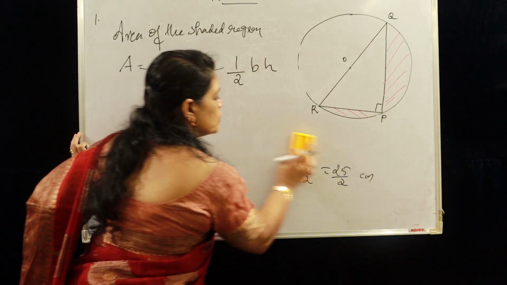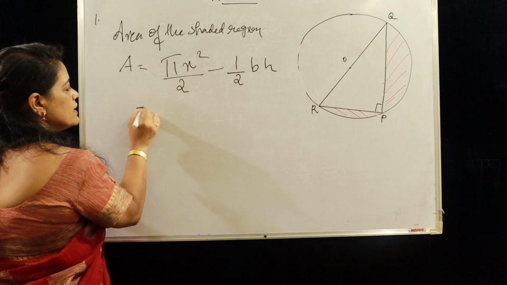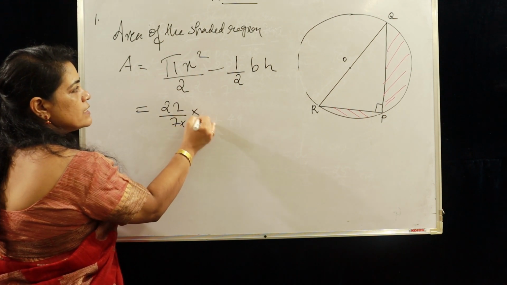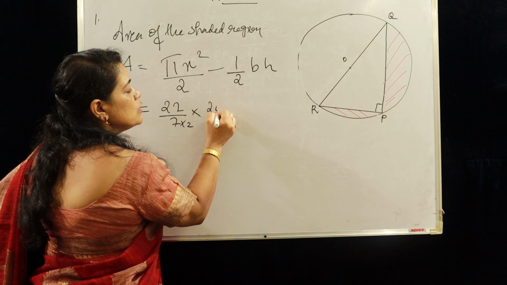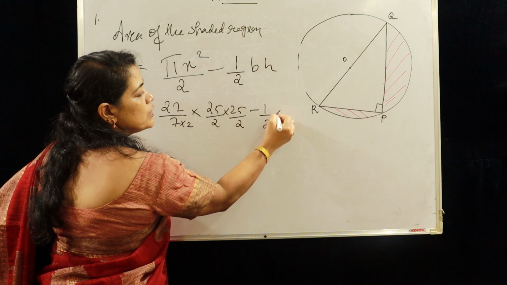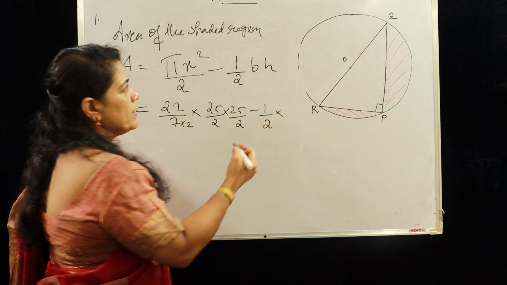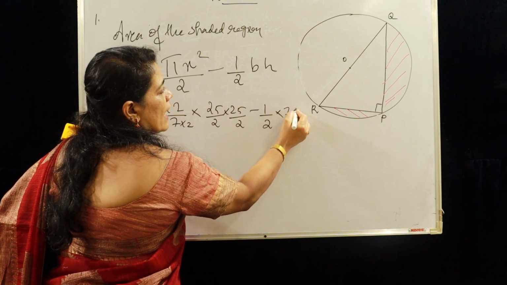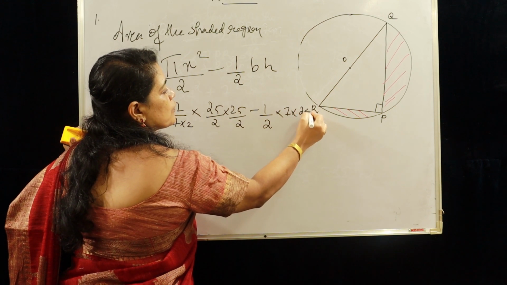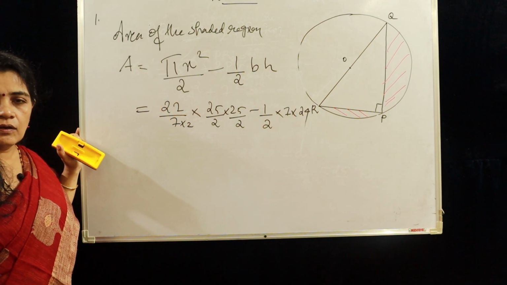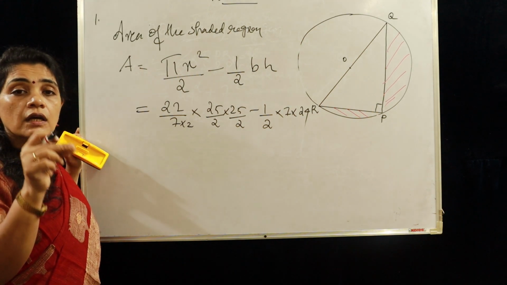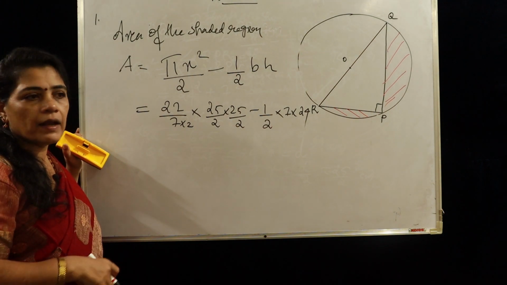The next step we are going to substitute these values. It is given that 22 by 7 for pi, and 2 in the denominator, r square, r we have seen 25 by 2 into 25 by 2, minus half into the base, PR or RP, that is given as 7, and height is QP, that is 24, that is also given. But in order to get this step, we had to find out the diameter, that we have seen by applying Pythagoras theorem.